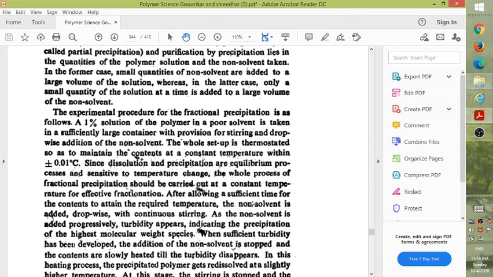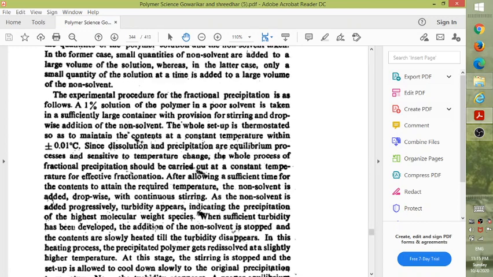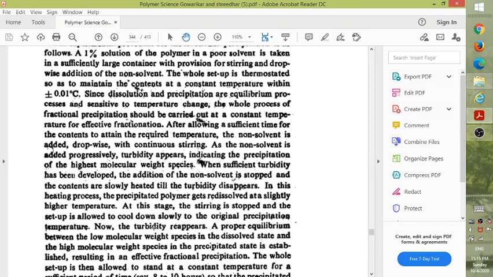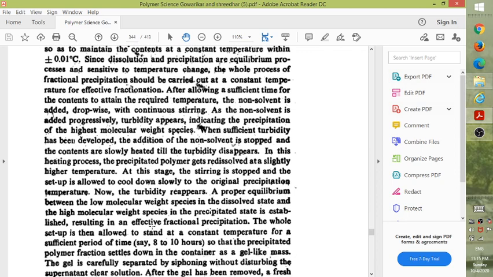After allowing a sufficient time for the contents to attain the required temperature, the non-solvent is added drop-wise with continuous stirring. As the non-solvent is added progressively, turbidity appears, indicating the precipitation of the highest molecular weight species. Turbidity appears, and then it settles down. When sufficient turbidity has been developed, the addition of non-solvent is stopped and the contents are slowly heated till the turbidity disappears.